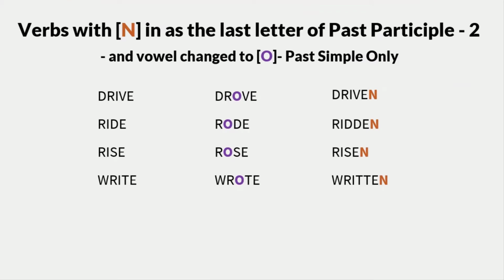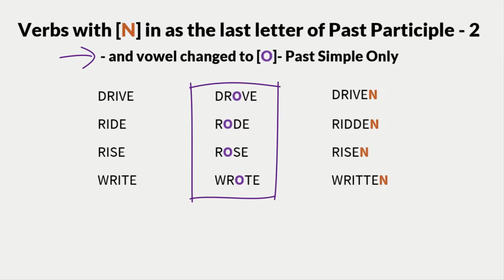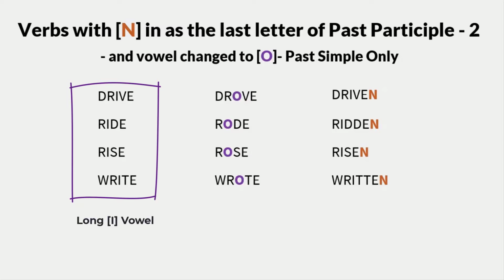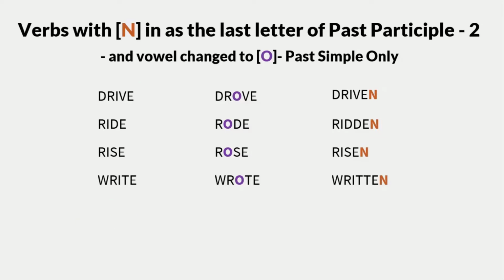You'll notice that this group also has a vowel change to O, but this time in the past simple only. Another thing you'll notice is that the present and past participle forms have the long I in them. Drive, ride, rise, write. All change to O, and then back to I in the past participle. So let's drill for a bit.